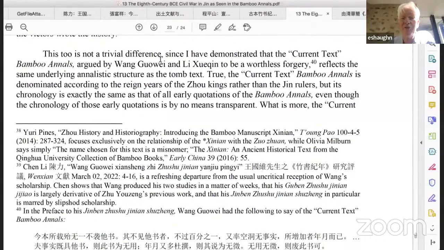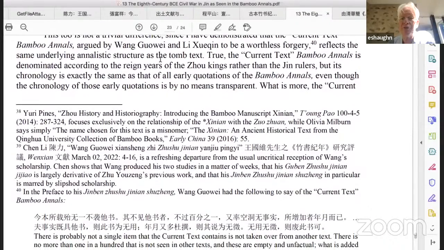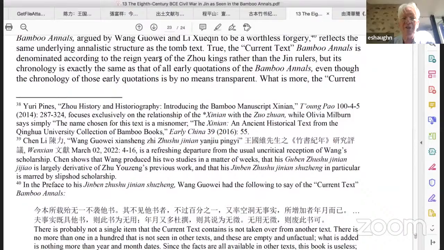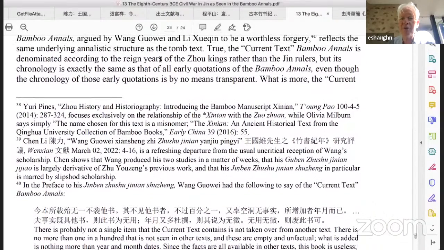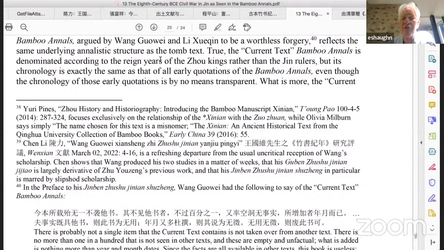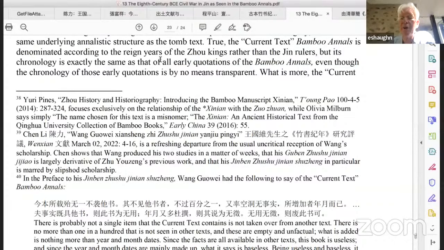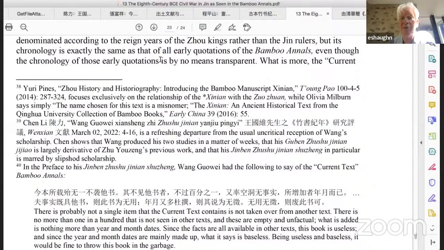This too is not a trivial difference, since I've demonstrated that the current text Bamboo Annals, which both Wang Guowei and Li Zhiqian called a worthless forgery, reflects the same underlying analytic structure as the tomb text. True, the current text is denominated according to the reign years of the Zhou kings rather than the Jin rulers, but its chronology is exactly the same as that of all the early quotations of the Bamboo Annals, even though the chronology of those early quotations is by no means transparent. Some of them are fairly complicated, but if you can work through the history, you can date them, and the Jinban Zhushu jinian is always the same date.